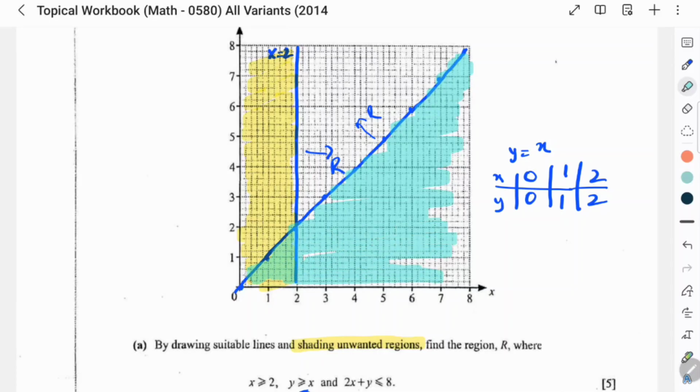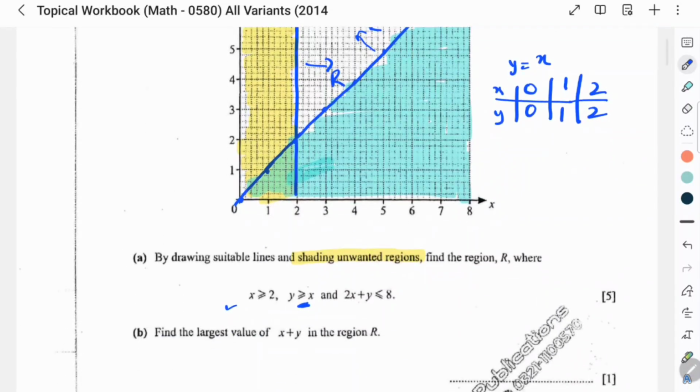This is the way we can shade it. Now the next equation is 2x plus y is less than or equal to 8. So you need to know some coordinates for this. Alright, so 2x plus y is equal to 8, so y is equal to 8 minus 2x. You need some coordinates for y equals 8 minus 2x.